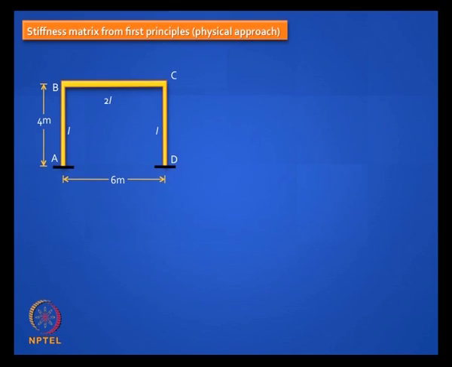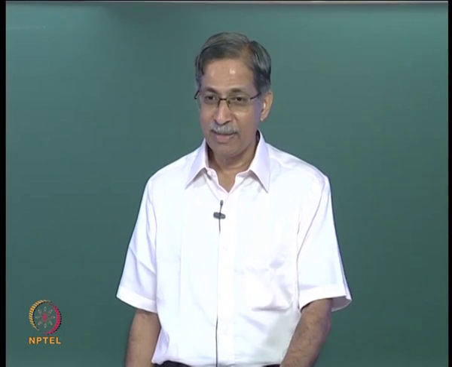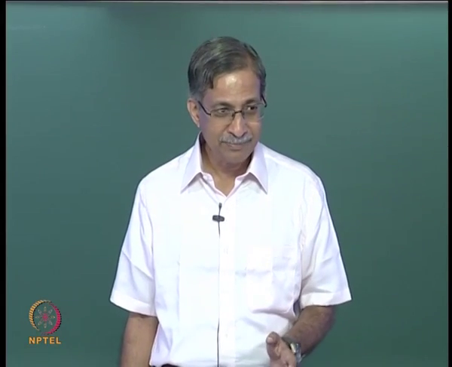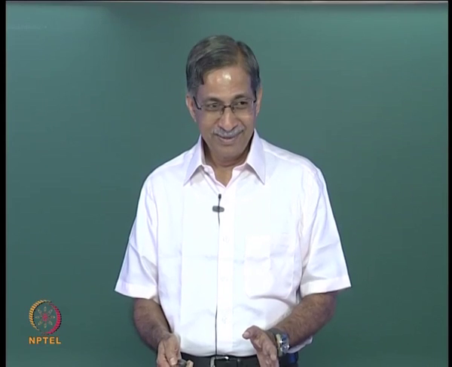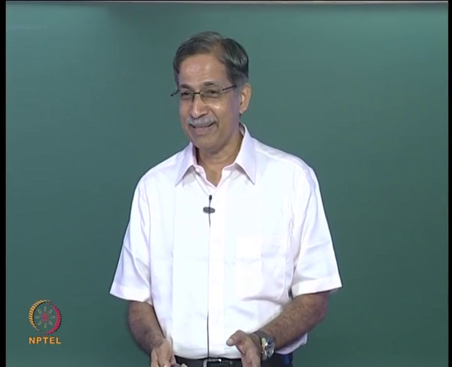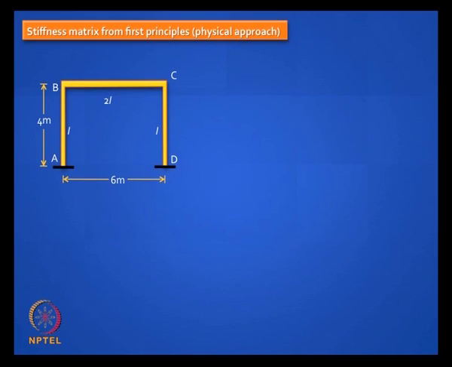Now I want us to go through the small exercise of generating the stiffness matrix of this frame from first principle. Shall we give it a try? Okay, you love it, it is simple. How many degrees of freedom are there? 3. Shall we number them? 1, 2, 3. Theta B is our first degree of freedom, theta C is our second degree of freedom, delta BC is our third degree of freedom.